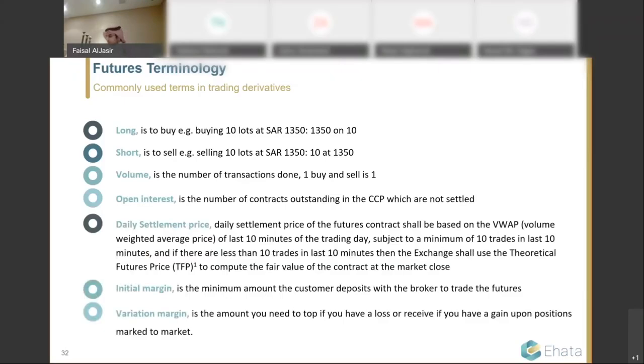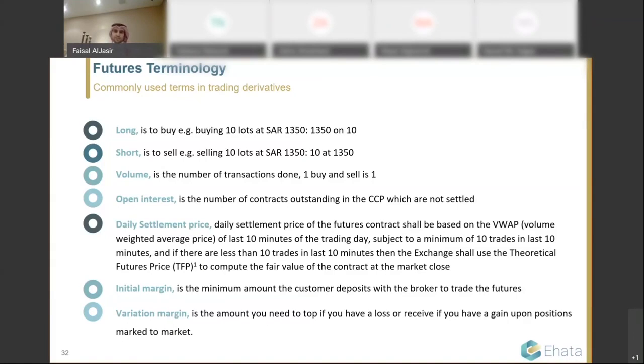So this is some of the futures terminologies. We just explained long, we explained short, the volume. Open interest is an important concept. It is the number of contracts that are outstanding in the CCP and which are not settled. It's important to know that the open interest is not always equivalent to the volume. Sometimes you get a volume that is higher than the open interest, because sometimes you'd find traders who open the position and close the position within the same day. So these are not outstanding trades. So open interest is different than the volume.